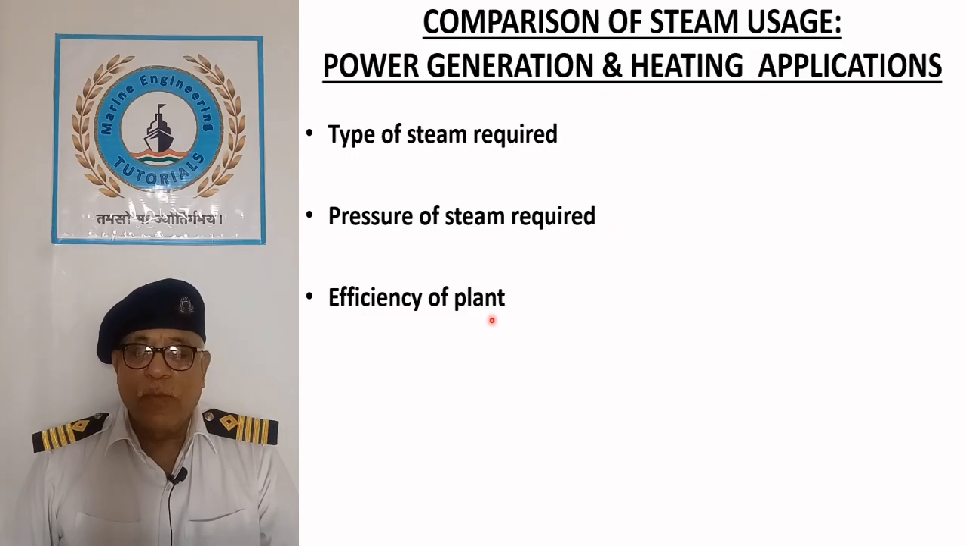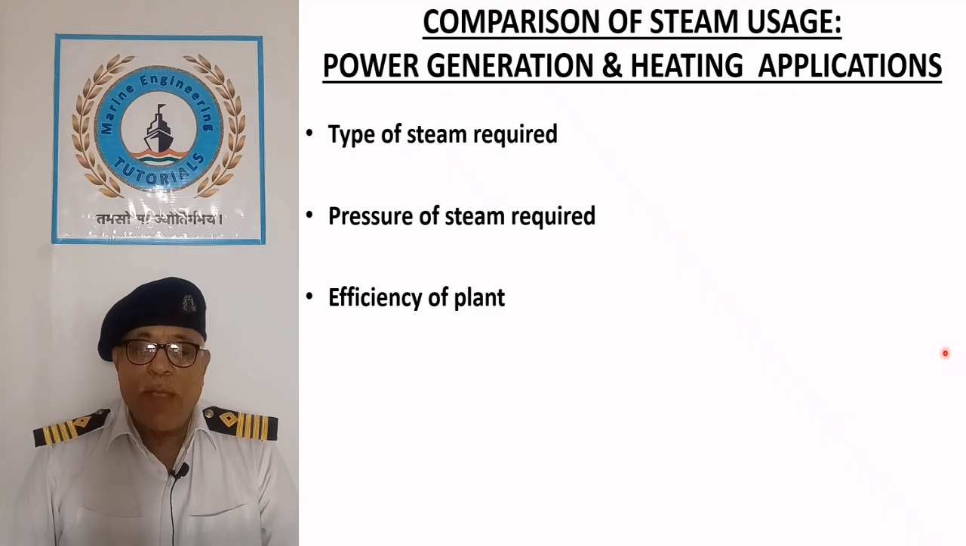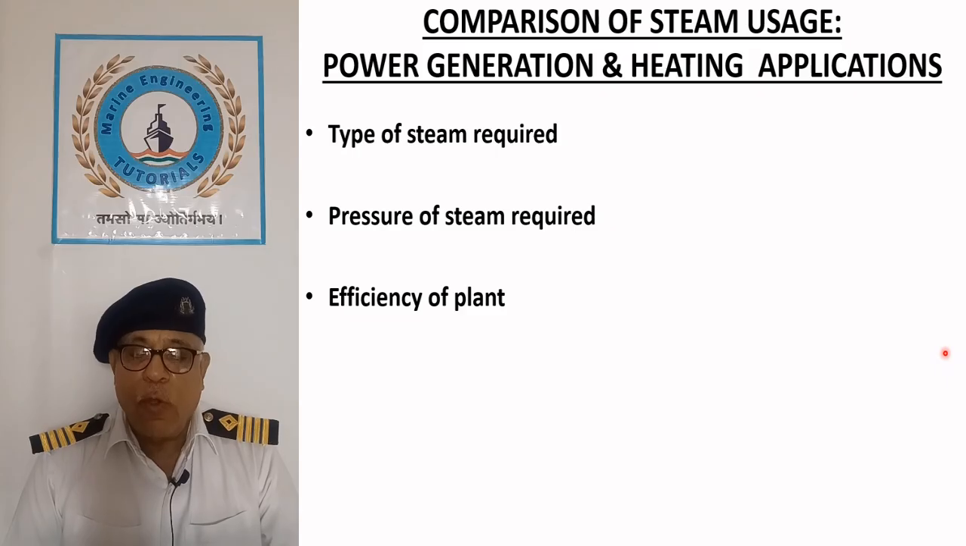Efficiency of plant. The efficiency of steam plant for power generation is relatively low because the latent heat of steam cannot be utilized in the turbine and is instead wasted in the condenser. Nevertheless, about 90% of the world's electricity is generated using steam power plants, primarily because coal, a cheap fuel, is widely available for land-based plants. However, coal is unsuitable for ships due to handling difficulties.